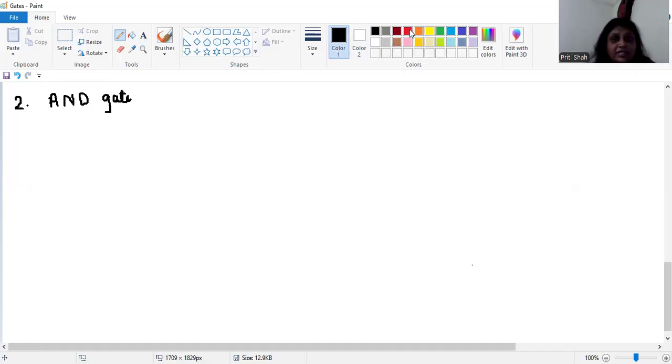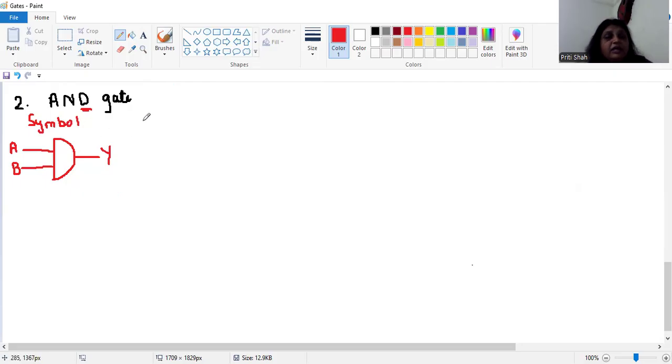Now, as you can see, this is D. So the symbol will be like a D. Okay. And I will draw again 2 inputs. We can go for more than 2 inputs also. And I will have one output over here as Y. So this is the symbol of an AND gate. Now, again, we will write a truth table.